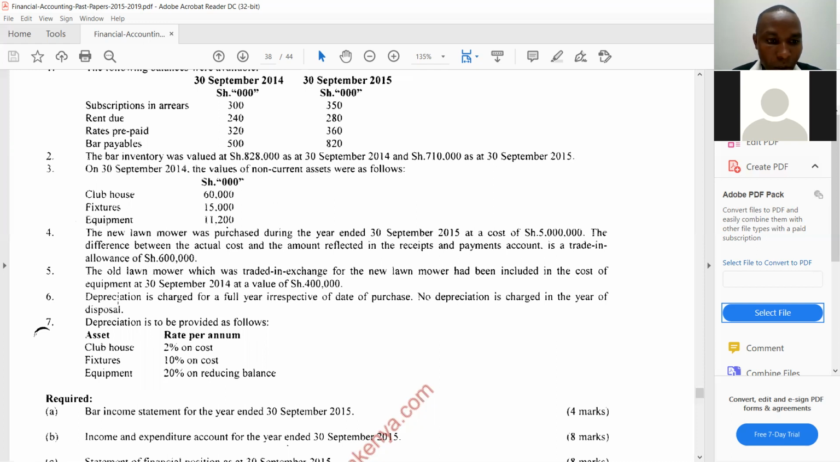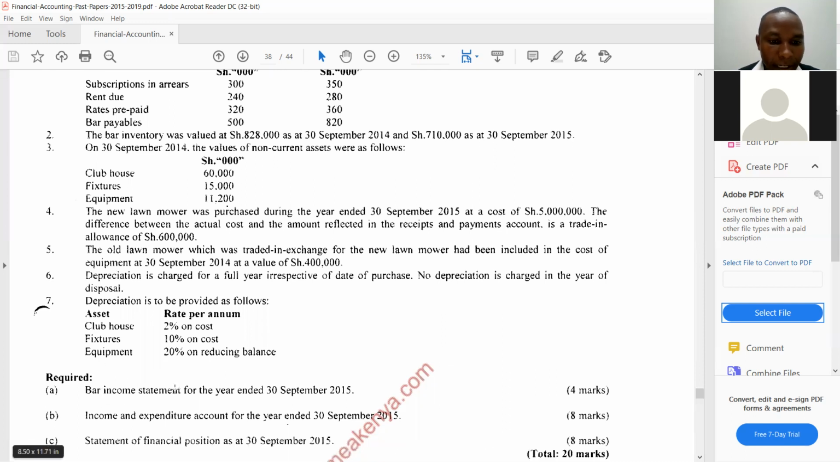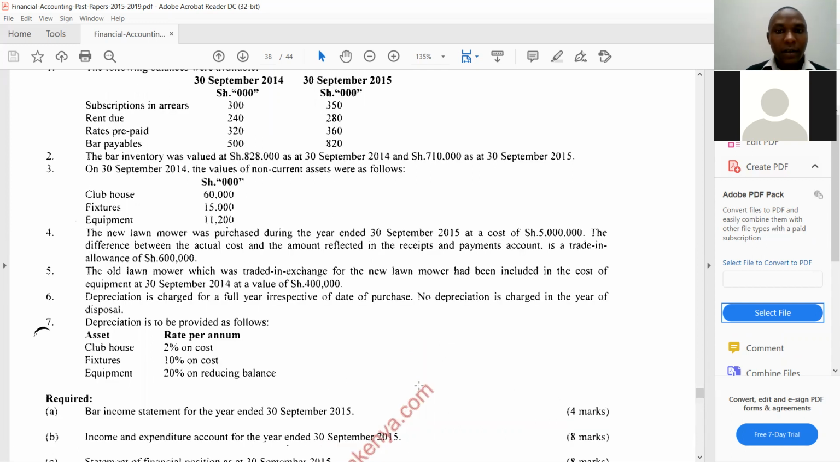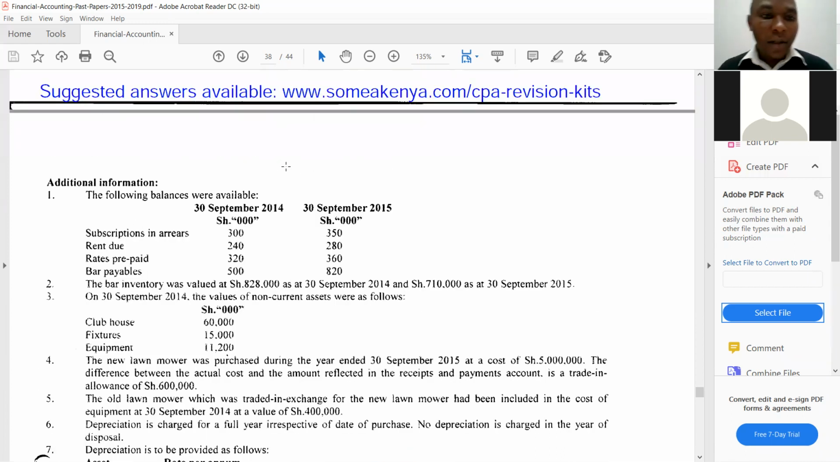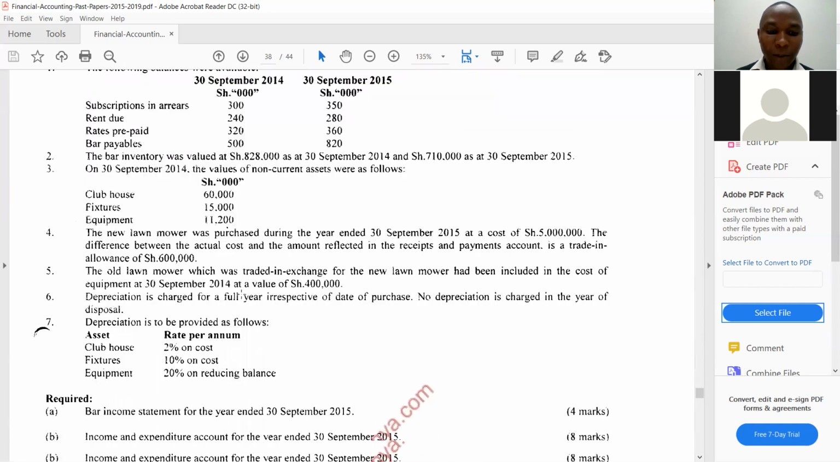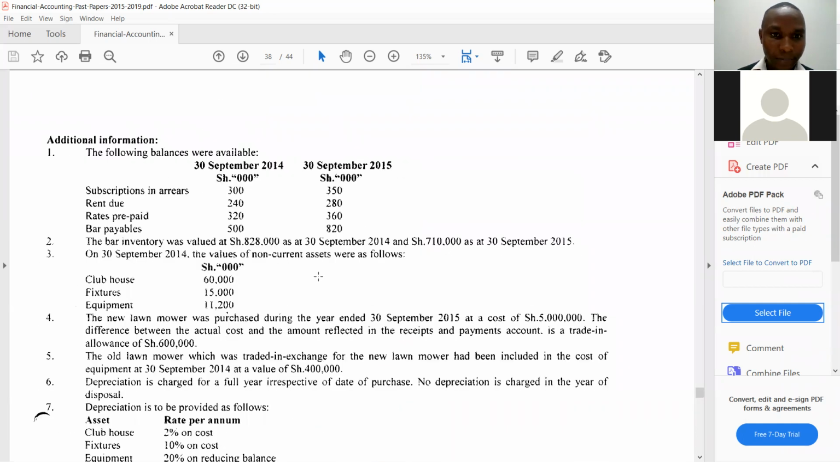We have the assets and their rates of depreciation. Required: the income statement for the year ended 1st September 2015, the income and expenditure account and the statement of financial position, at 20 marks. Good, 20 marks. So once you miss that function, you will be marked out of 80%.